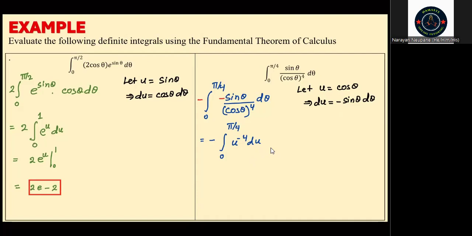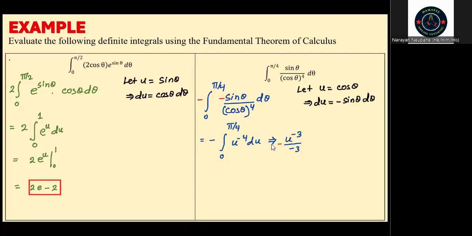If you integrate this, let me write this side. You increase the power by 1, meaning negative 4 plus 1, which is negative 3. That will be u to the negative 3. And you divide by the new power, which is negative 3. And you already have that negative sign outside. And we have to evaluate this.